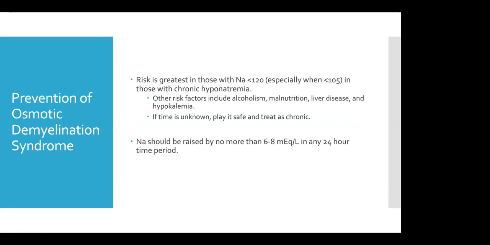Important thing to know: prevention of ODS, something we always worry about. The risk is greatest in those with severe hyponatremia, especially a sodium less than 105, and chronic hyponatremia. Other risk factors to think about include alcoholism, liver disease, hypokalemia, and malnutrition. And then, like we've already said, if time is unknown, play it safe and treat as chronic. And then prevention, obviously: sodium should be raised by no more than 6 to 8 in any 24-hour time period.